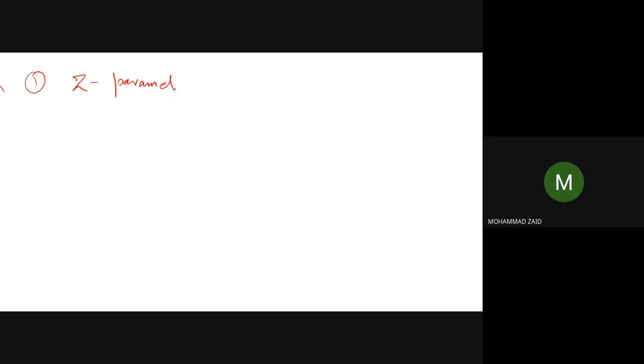Our first parameter is the Z parameter. For the Z parameter, I should again draw the circuit. This is our network N. This is our port number 1, and this is our port number 2. Let us mark it as 1, 1 dash, 2 and 2 dash. And this is our voltage V2. The current direction we have taken like this. This is V1. Current direction we have taken like this. And this is the network.